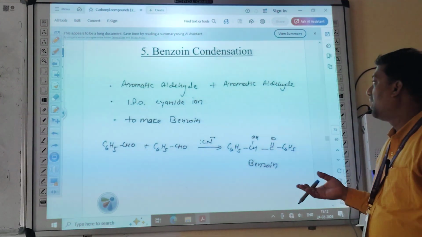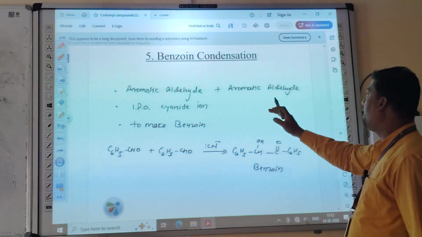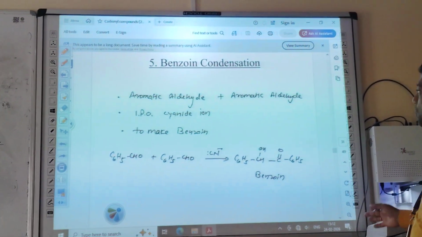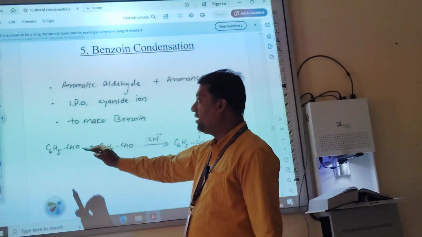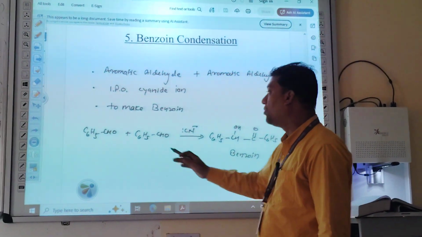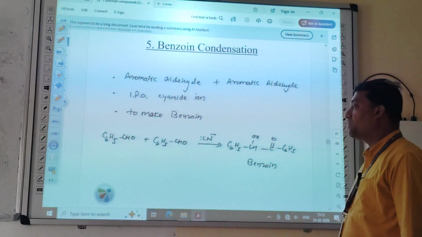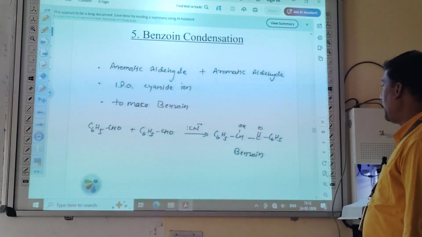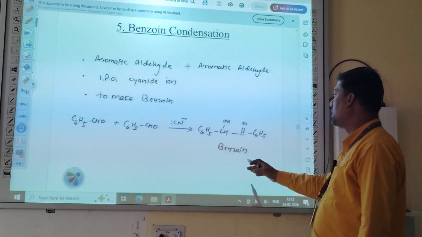Okay. In case of benzoin condensation, what happens? Aromatic aldehyde plus aromatic aldehyde. Two aromatic aldehyde molecules. This is benzaldehyde, one molecule of benzaldehyde. This is another molecule of benzaldehyde. Two molecules of benzaldehyde react with each other in the presence of CN minus, and it will form the benzoin.